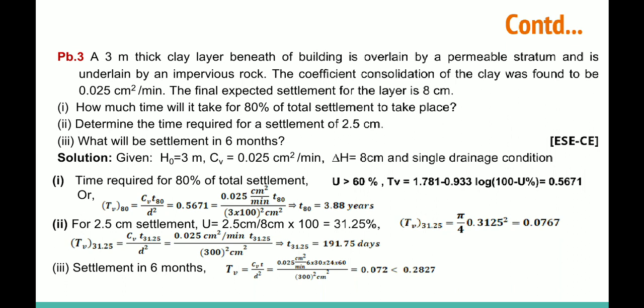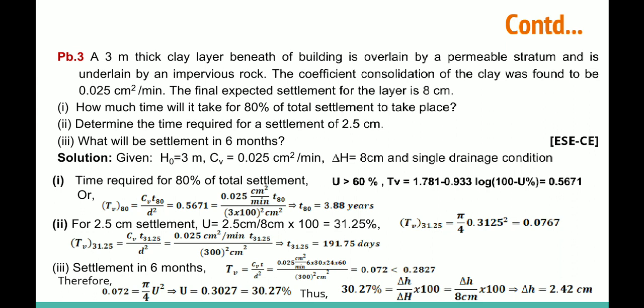So now we can calculate the degree of consolidation by applying that formula, that is Tv = pi by 4 into U square. So now we get the degree of consolidation 30.27%. Or again we can apply the formula, degree of consolidation equals delta small h divided by delta capital H into 100. From that equation we can calculate the delta small h, means the settlement for that degree of consolidation. And then we get this value. So delta h we get 2.42 centimeter. Are you getting my point?